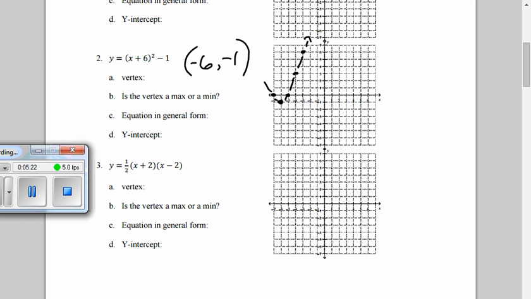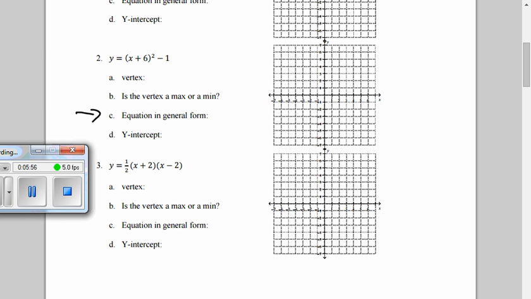Is the vertex a maximum? Should be easy for you. How about the equation in general form? Generally, you just multiply the thing out to get general form. But don't do the dumb way, x squared and 6 squared. That does not work. You have to have x plus 6 twice, and then a minus 1. So when you multiply it out, make sure you do it that way. And the y-intercept is just where you stick in x equals 0. All right, this one should be a piece of cake for you, I hope.